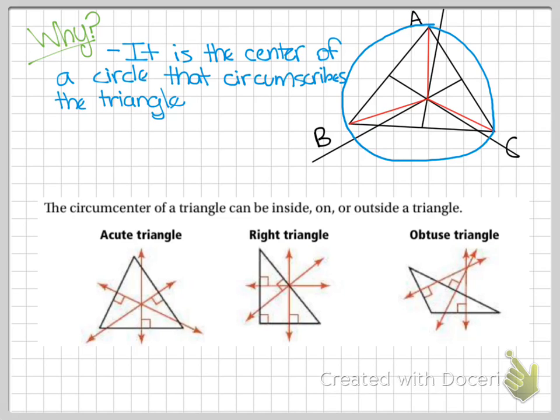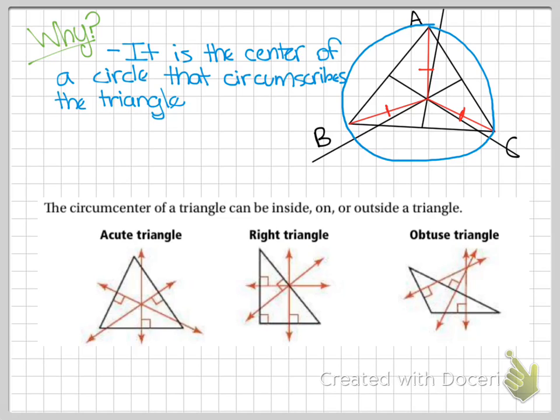Okay, so that just means that it's the center of a circle that contains the triangle. Now it makes sense that each of those red segments from circumcenter to vertex of the triangle would be congruent, because they're all radii of that circle, the circle that circumscribes the triangle. So of course those segments are going to be congruent.